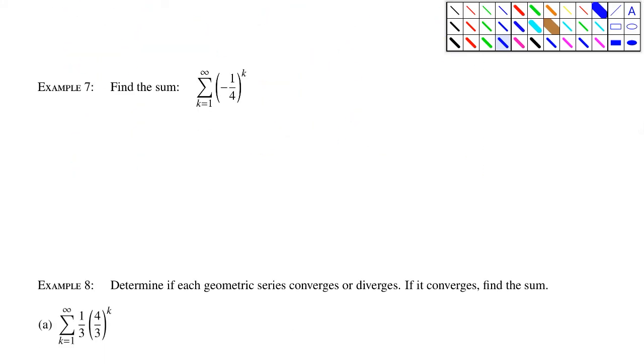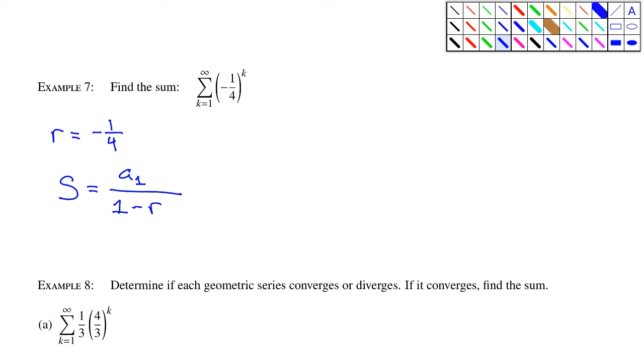Example 7, find the sum. The sum is k goes from 1 to infinity of (negative 1/4) to the k. So let's verify that this is going to converge. The common ratio is negative 1/4, which in absolute value is less than 1. So we're going to have the sum is equal to a sub 1 divided by 1 minus r.